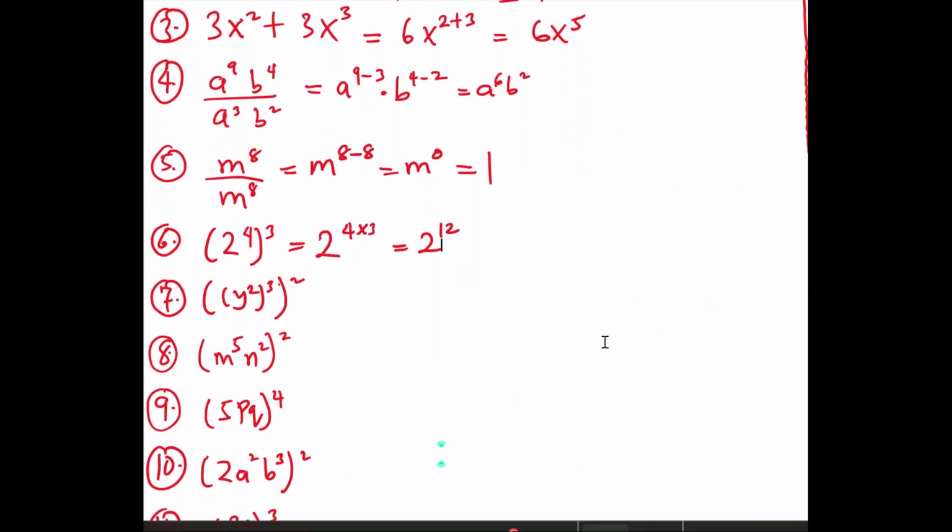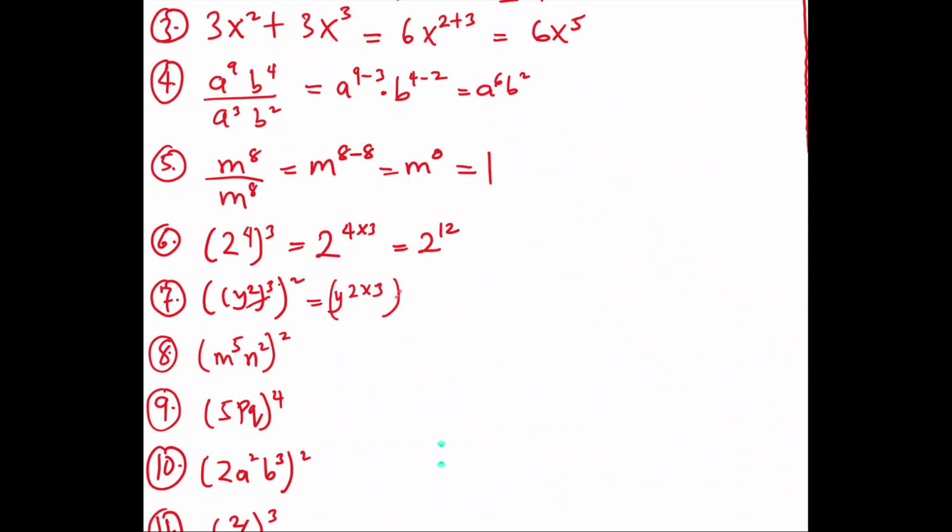And number 7, we have y squared all cube and all square. So now let's do these two first. Let's do these two first. So let's do y to the 2 times 3, right? All squared. So y raised to power 2 times 3 is 6. Y raised to power 6 times 2 will give us y raised to power 12. So that's the answer for that.